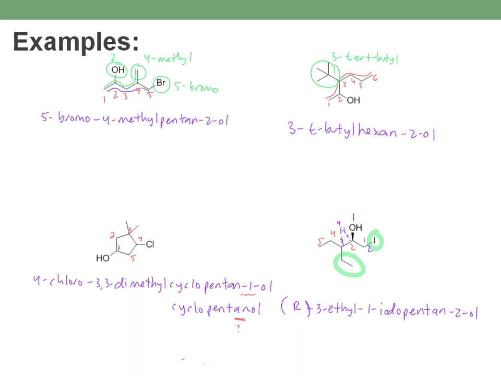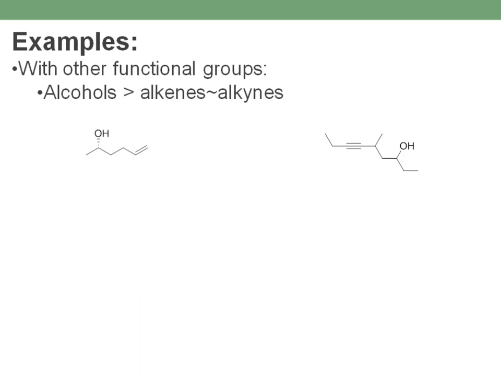Those are all fairly straightforward-ish examples, right? You should be able to do these types of problems. The biggest thing is to remember your stereochemistry. If you see a dash or a wedge, make sure you say something about it. Now, if you get more complicated molecules, ones with more functional groups than just alcohol, you want to remember that alcohols have a higher priority than alkenes and alkynes, which have roughly the same priority. Alkenes are slightly higher than alkynes if they're tied. But alcohols have a higher priority than alkenes.